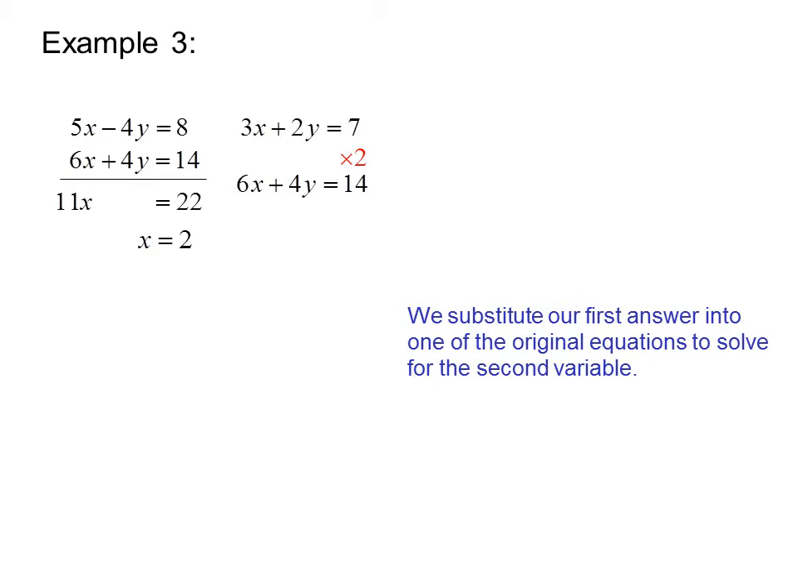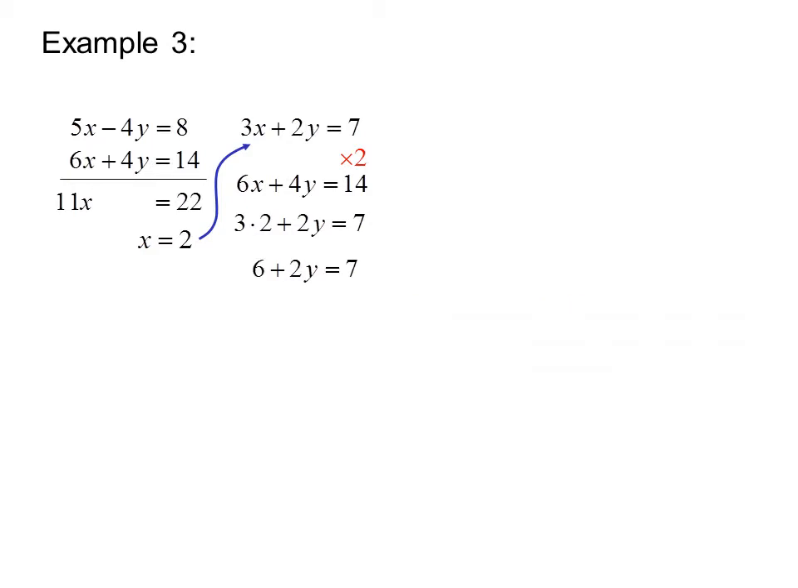Now we substitute our first answer into one of the original equations to solve for the second variable. It really does not matter which equation we use. By substituting into the second equation, I get 3 times 2 plus 2y equals 7. 6 plus 2y equals 7. Subtracting 6, I get 2y equals 1, or y equals 1/2. So this time our answer is a fraction, but we are not afraid of fractions.